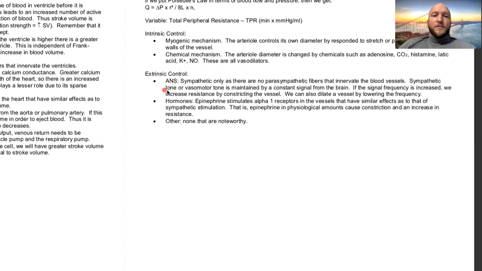Extrinsic control. So autonomic nervous system, but sympathetic only. Sympathetic only for our blood vessels. Hormones. Epinephrine stimulates alpha-1 receptors in vessels that have a similar effect to that of sympathetic stimulation. Vasoconstriction.